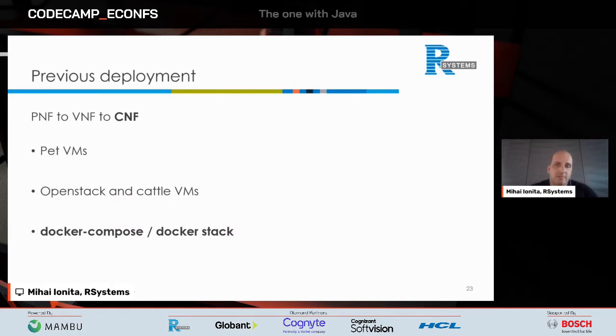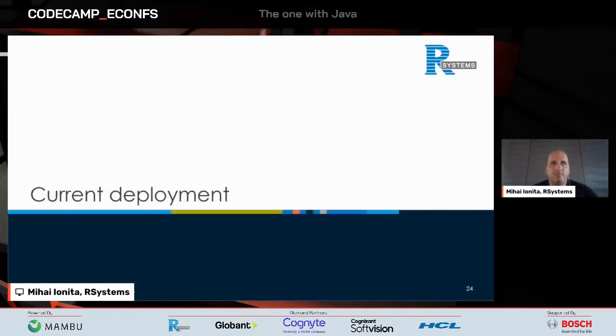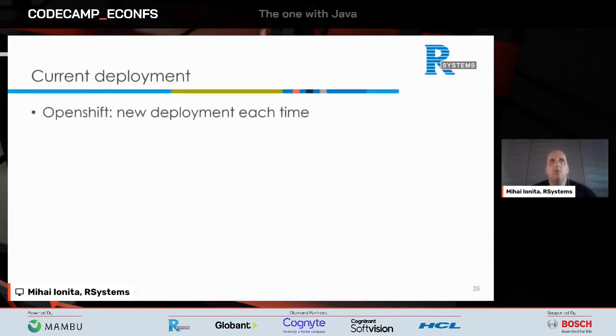The bad part is just one thing about Docker Swarm, the cluster version. The bad part is that nobody's providing it as a service anymore. Everybody seems to have moved on to some other platforms, as we will see. So let's see our current deployment. After a lot of checks and balances, we decided to go with OpenShift.